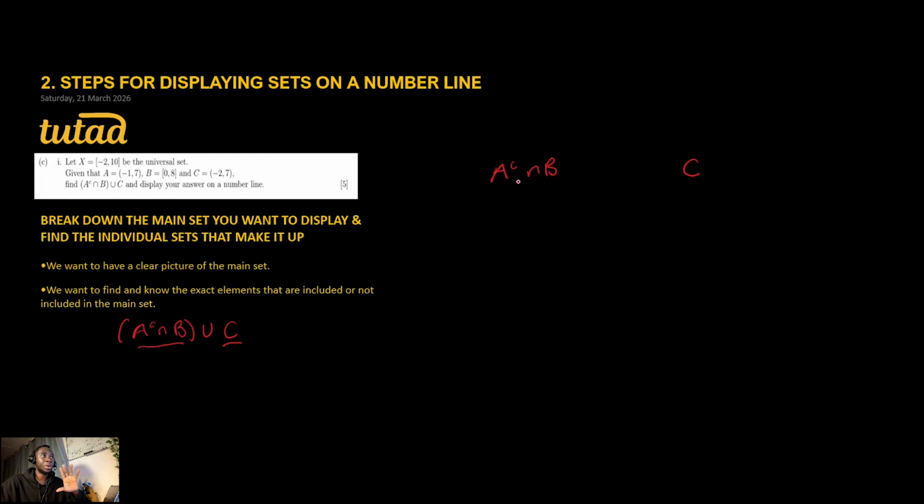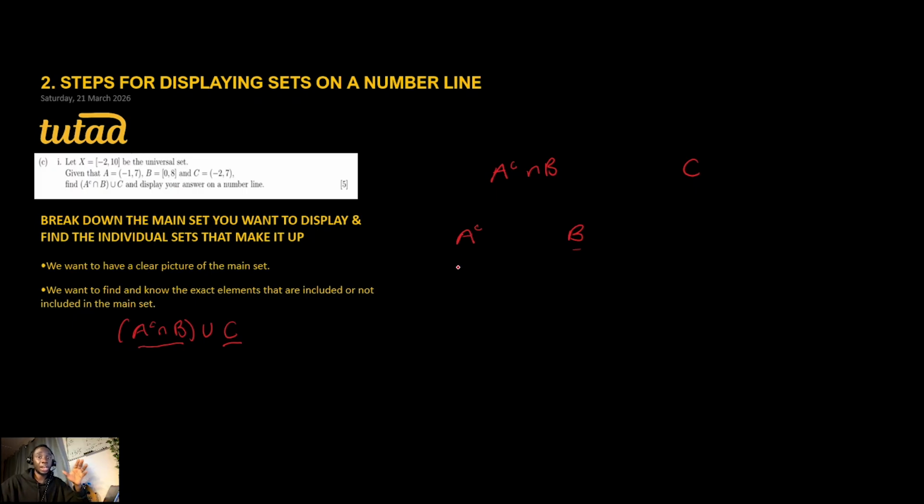So we're going to separate A complement from its intersection with set B. So we're going to have A complement on its own, and then we're also going to have set B on its own. We already know what set B is. We know set B here, it's [0, 8]. We've already been given set B in the question. What we do not know is A complement.